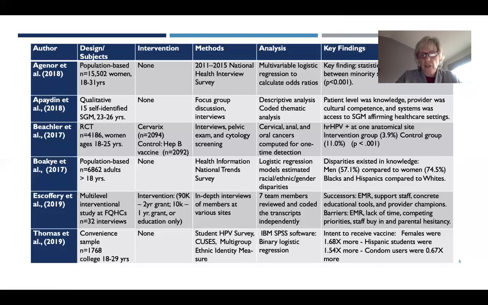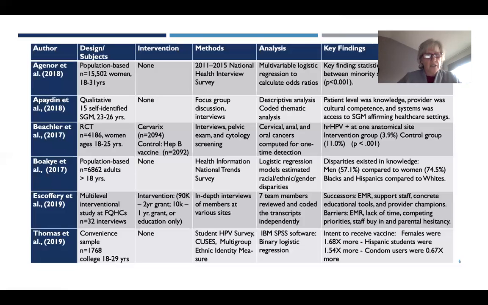And when they compared gender, men had a knowledge of 57% that was accurate compared to women that was 74% that was accurate. So women had more accurate knowledge than men. And when you compared race and ethnicity, Blacks and Hispanics had lower knowledge than the white population did. And all of those were also statistically significant.